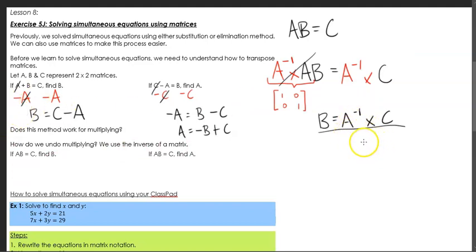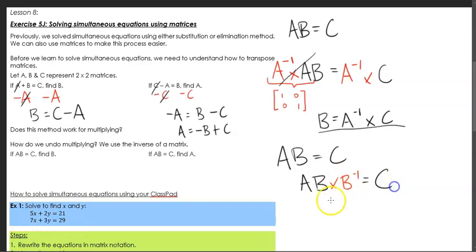So this is all we need to do. If I wanted again to find A by itself, I have A, B is equal to C. I want to get rid of that B, so I'm just going to multiply it by its inverse, which is just B to the power of -1. And whatever I do to the left, I also do to the right. This in the matrix world cancels out. And what I will be left with is A is equal to C times the inverse of B.